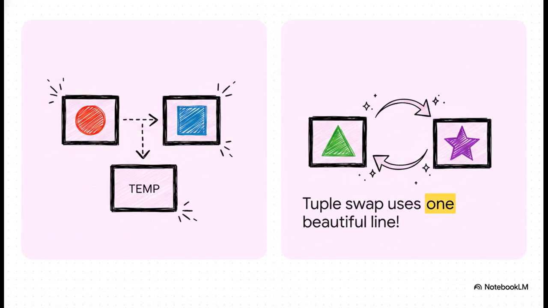Or instead of writing 3 clunky lines to swap variables using a temporary container, tuples let us swap A and B in a single, beautiful line of code. A, B = B, A. Boom. It's that kind of elegance that makes Python code so satisfying to write.